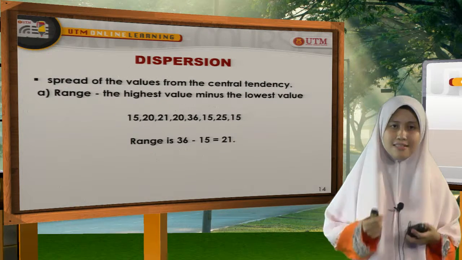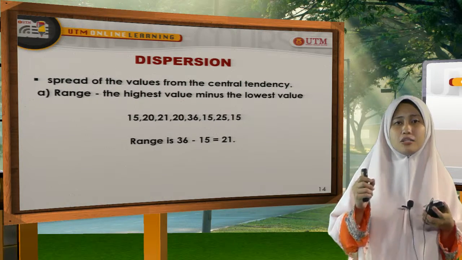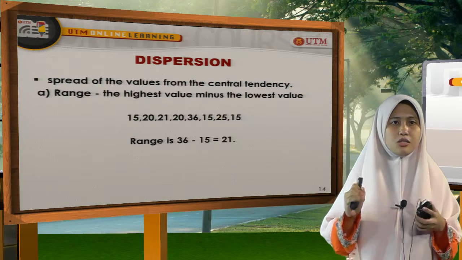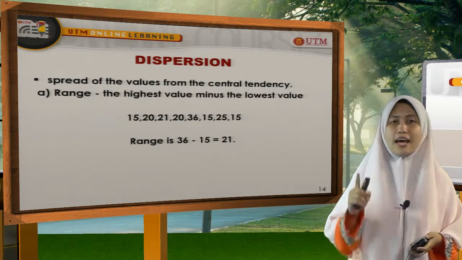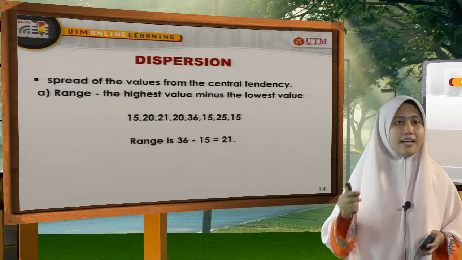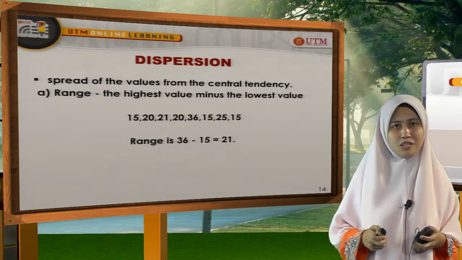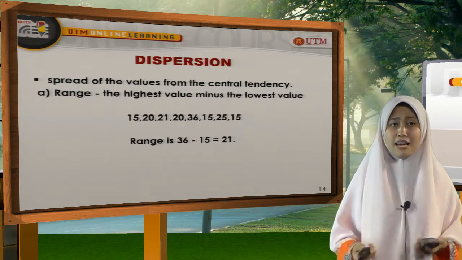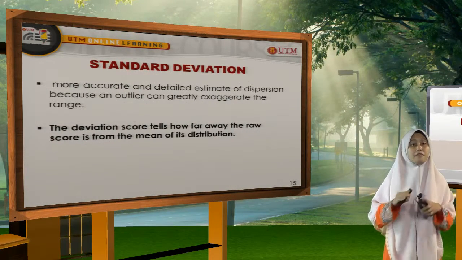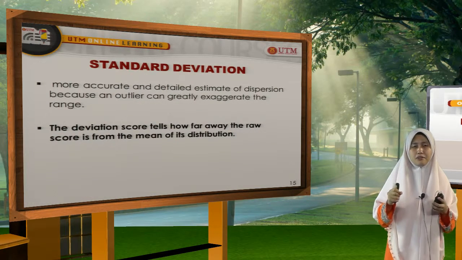The range is easy to calculate, but gives us only a relatively crude measure of dispersion, because the range really only measures the spread of the extreme scores and not the spread of any scores in between. Therefore, it has little statistical value as compared to the standard deviation. Standard deviation is a more accurate and detailed estimate of dispersion, because an outlier can greatly exaggerate the range.